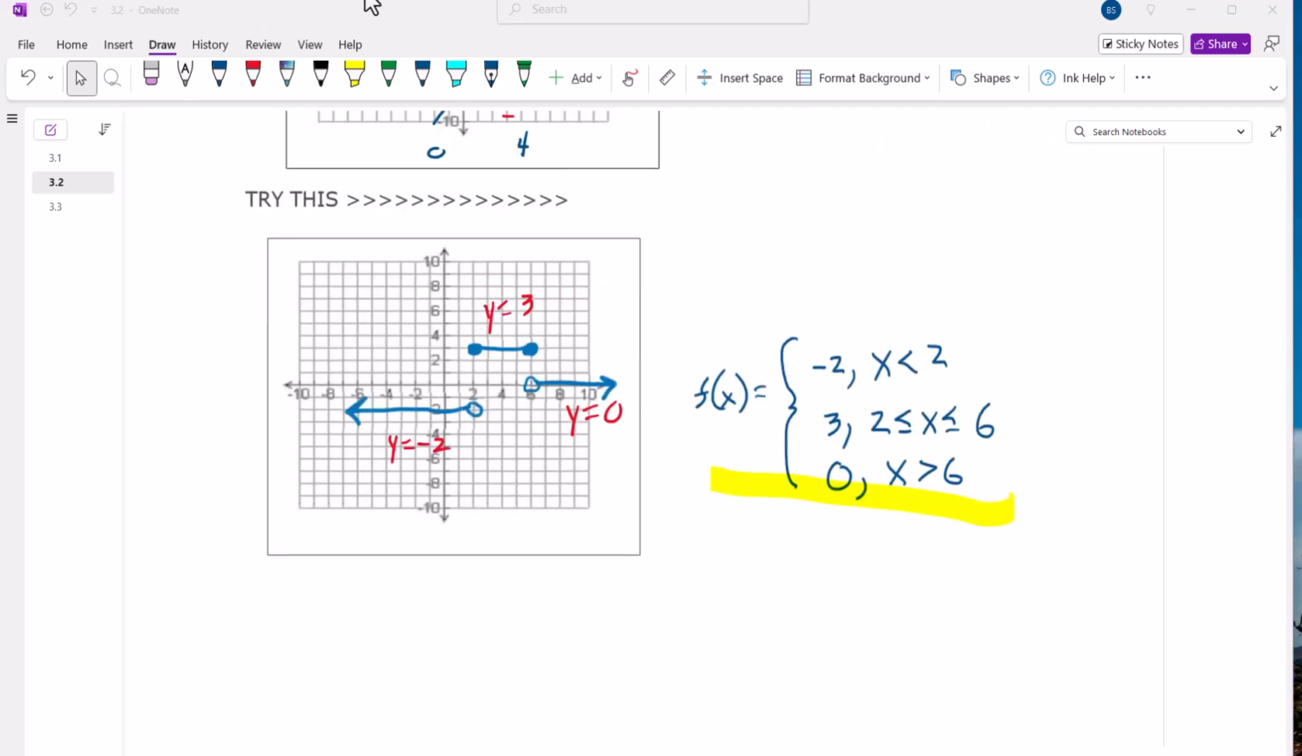Okay, so there's your answer on that. Just see if you got that right. You have y equals -2 when x is less than 2, y equals 3 between 2 and 6, include both. That's why I have the less than or equal to. And then y equals 0 when x is greater than 6. Okay. Hope that helps you study the piecewise functions and don't mess up on them.